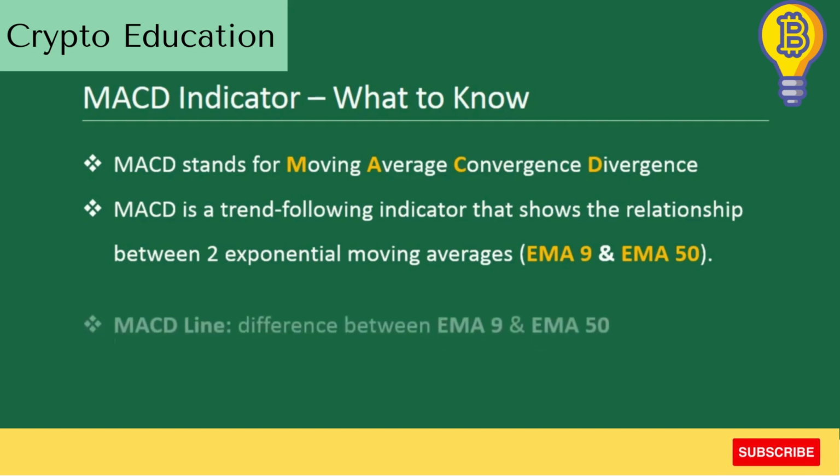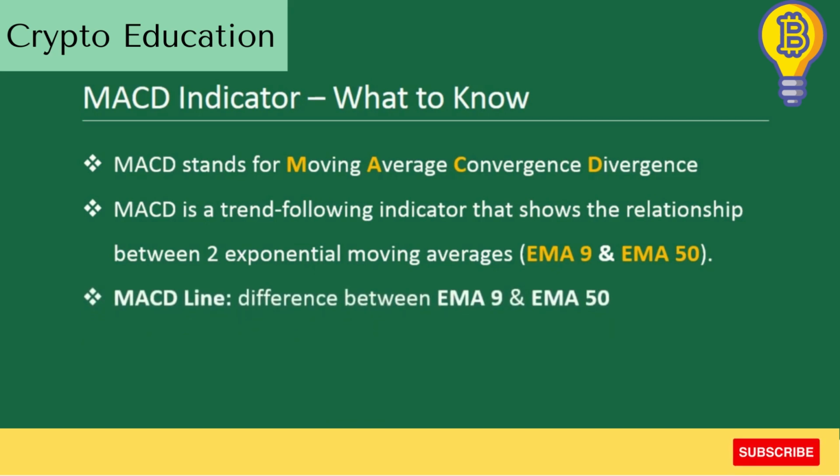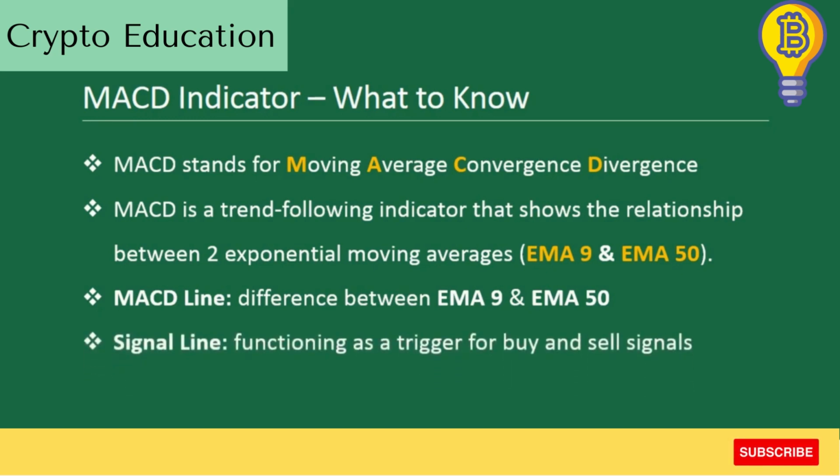The first line is the MACD line. It's calculated by subtracting the 50-day EMA from the 9-day EMA. It's simply the difference between the EMA 9 and the EMA 50. After the MACD is calculated, the 9-day EMA of the MACD line is then plotted with the indicator to act as a signal line or a trigger for buy and sell signals.